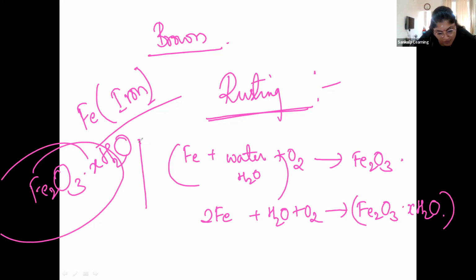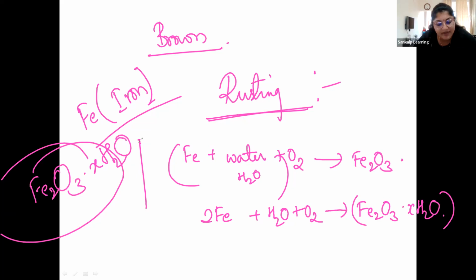Rusting in coastal areas, where the weather is more humid, is the cause of a lot of damage to bridges, ships, buildings and machines. Because of rusting, it causes more damage.